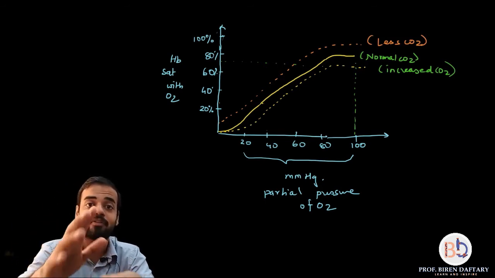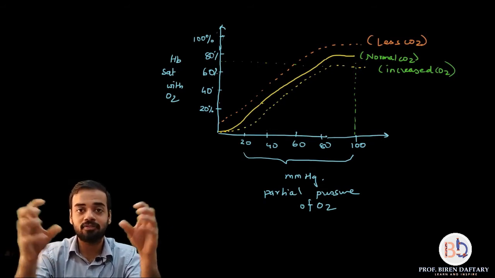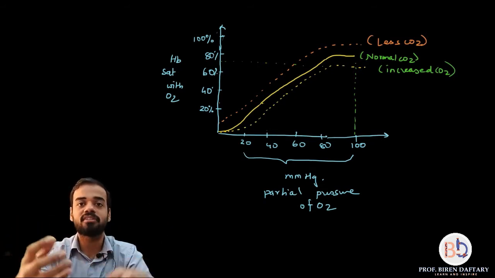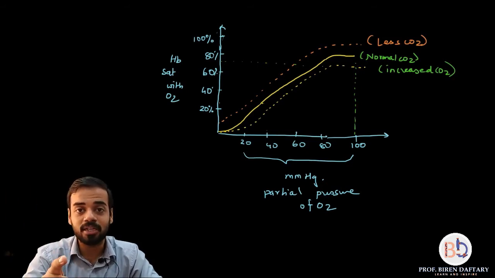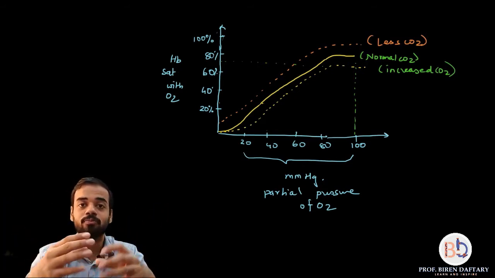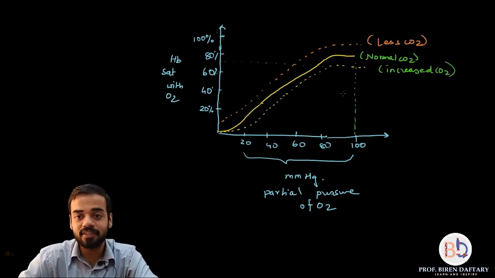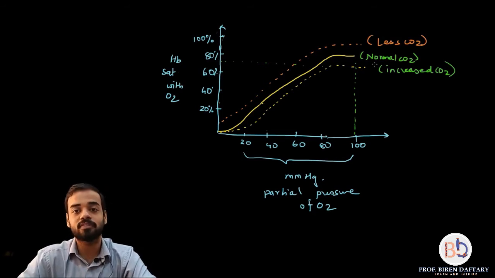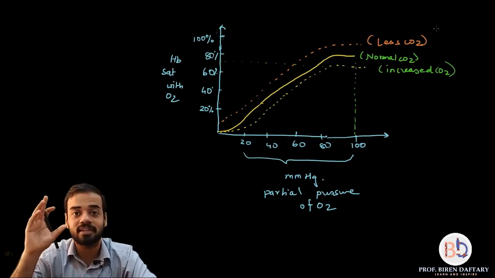Carbon dioxide itself will go and bind. So both the gases are competing to attach with hemoglobin. Obviously, oxygen has more affinity towards hemoglobin, but if you increase carbon dioxide, the chances of oxygen attaching to hemoglobin decrease, and that is why you can see that with the same partial pressure of oxygen, you have three different saturation values, depending on your carbon dioxide levels.